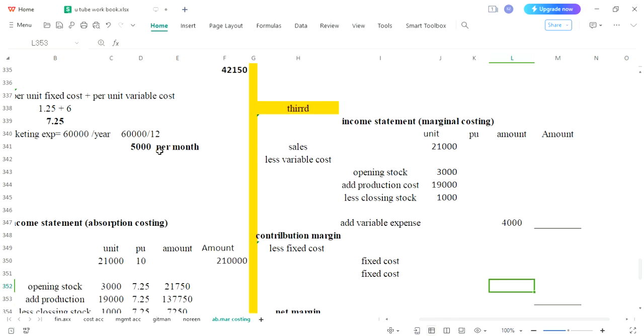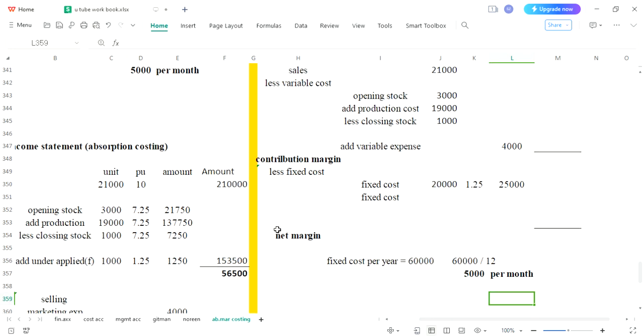It's time to see fixed cost. Now I think you don't need to go to the book. You have an idea. 20,000 units is standard capacity. 1.25 is your per unit fixed cost. And what you will do is units multiplied by per unit. We have got the first fixed cost, and the second fixed cost was calculated over here. 60,000 was given for the whole year. We needed it for a single month, so divide by 12. We have got the second fixed cost, 5,000. So put it over here. In this way, the fixed cost section is completed.